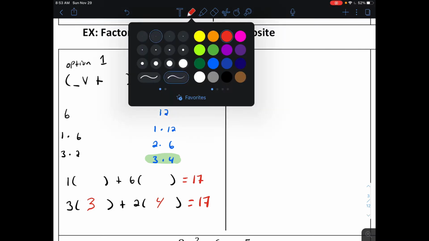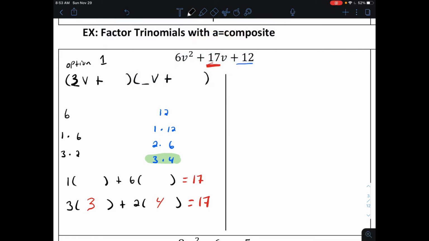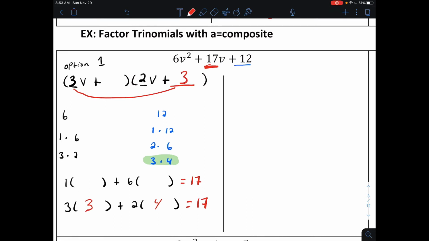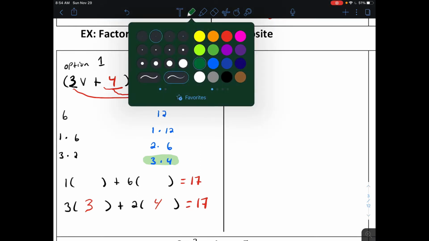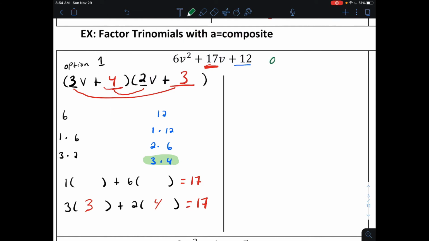So what I know is that I'm going to have a 3v and a 2v. Now that 3v has to multiply to what's over here on the second part, so it has to multiply to a positive 3. And the 2v has to multiply to the second part of that first binomial, which has to be 4. So through guessing and checking, I could get this set of binomials. Now, unless you're lucky and you get it right on the first try, you could have to guess and check a lot of numbers, which is where this second option could be beneficial to some people. And I'm going to show it.